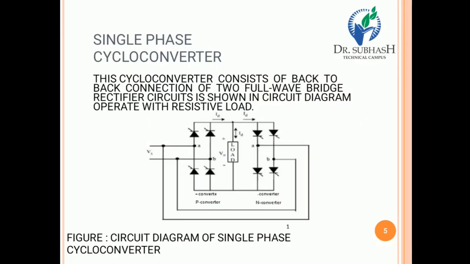Now the single phase cycloconverter. That is the basic circuit diagram of the single phase cycloconverter, which can be divided into a P converter as well as an N converter. This cycloconverter consists of a back-to-back connection of two full wave bridge rectifier circuits, as shown in the diagram, operating with a resistive load. We utilize two full wave bridge rectifiers, and we all know that in a bridge rectifier we utilize 4 diodes. That is our first bridge rectifier, and that is our second bridge rectifier.